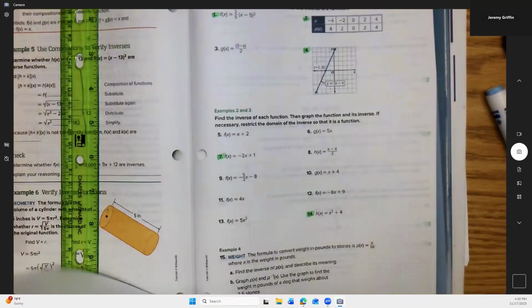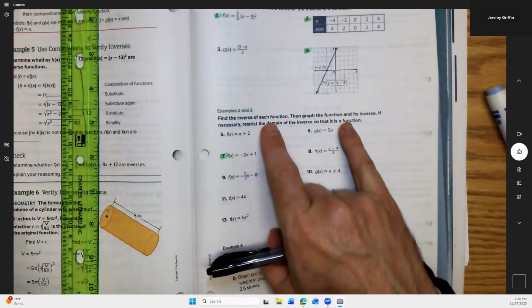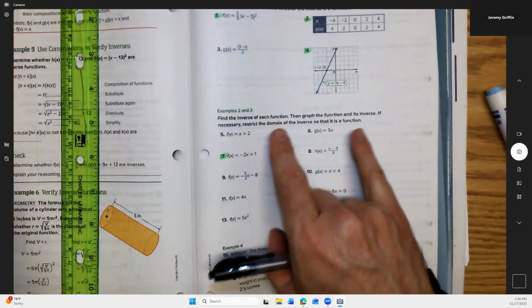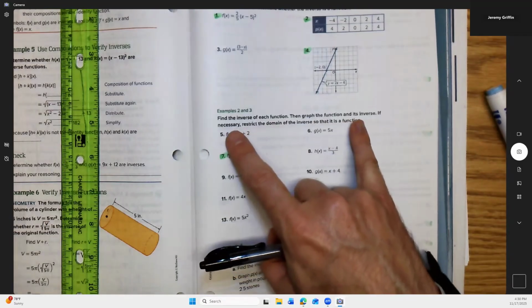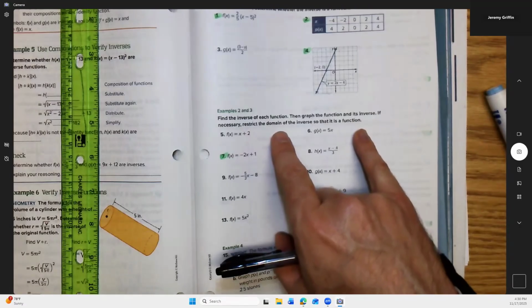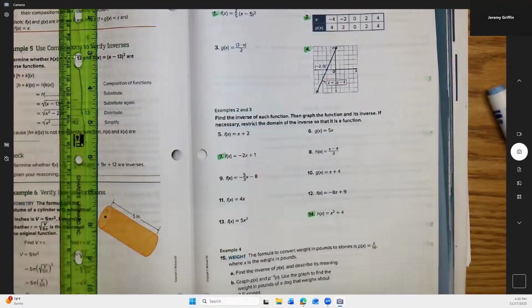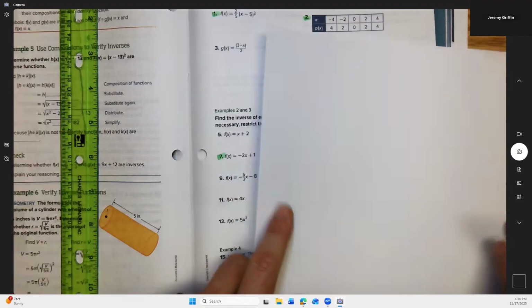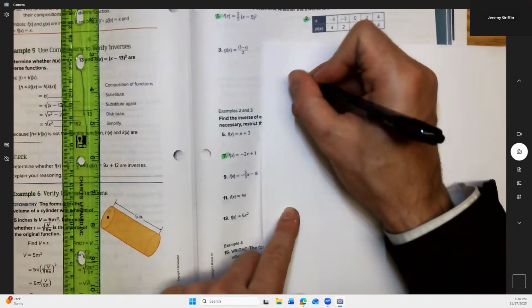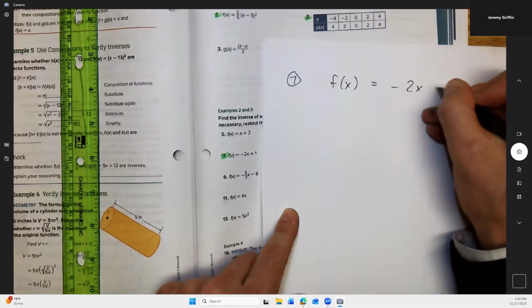Next. Number 7. Okay, so find the inverse of each function, then graph the function and its inverse. If necessary, restrict the domain of the inverse so that it is a function. So if we get a sideways parabola, maybe we'll just cut off the bottom half of it to get a function. So I have f of x equals -2x plus 1.